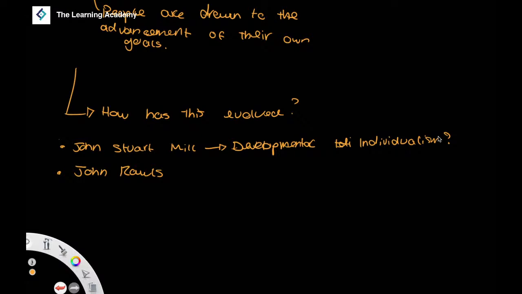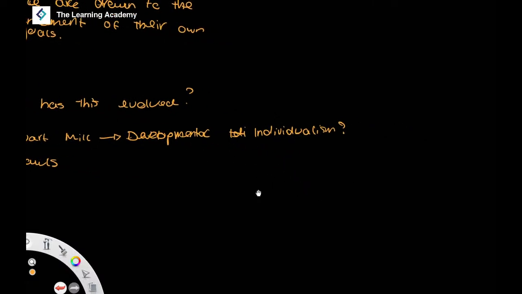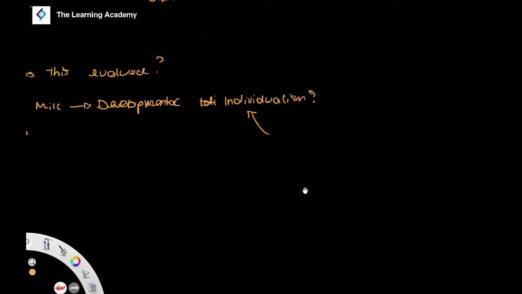So, let's just describe what developmental individualism is. According to John Stuart Mill, developmental individualism, which is a mouthful and a half, let's be honest, really relates to how individuals could develop. It relates to how people develop. But we're also talking about it compared to a kind of original understanding of the individual.